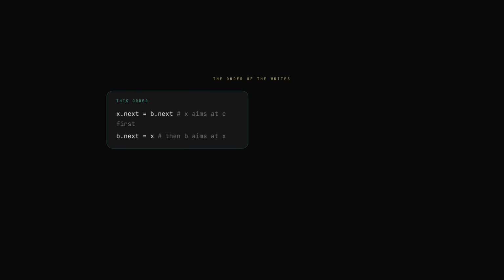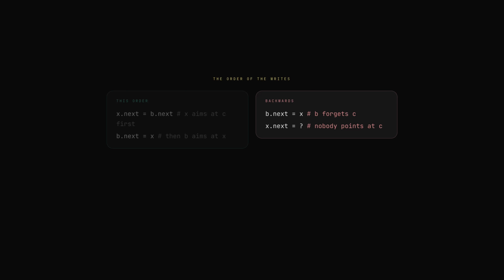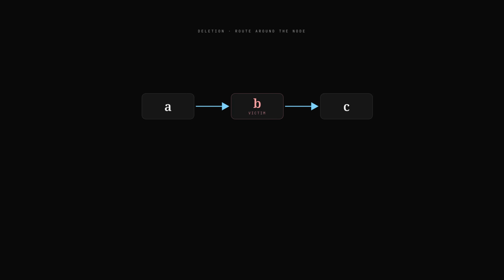One detail matters more than it looks, and that's the order of the writes. X points at C first, then B points at X. Do it backwards, overwrite B's next before X knows where C is, and nothing points at C anymore. The rest of the chain is orphaned, gone. That one ordering mistake is probably the most written linked list bug in history, which is why the pattern needs to be reflex. Deletion is the same surgery in reverse.